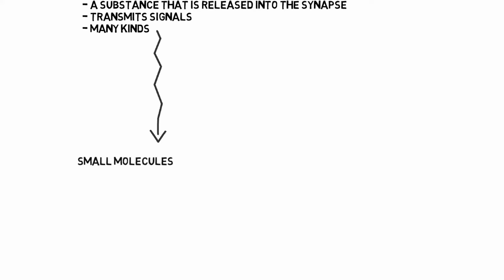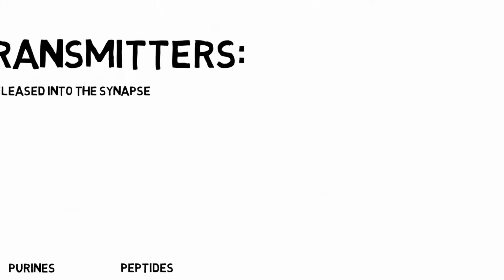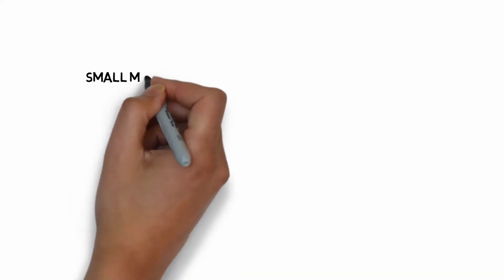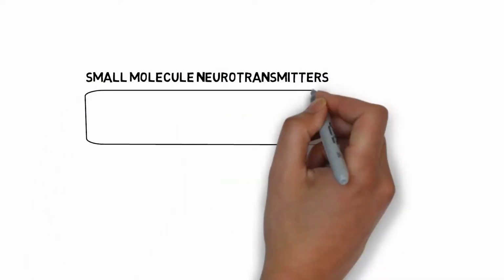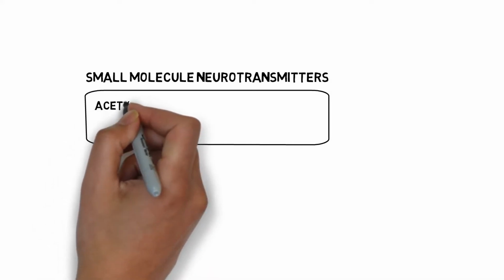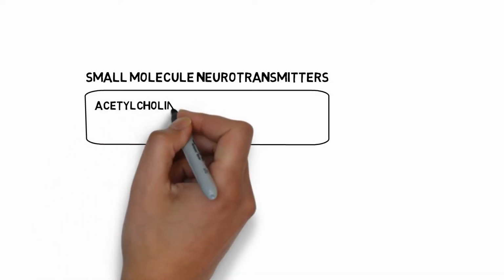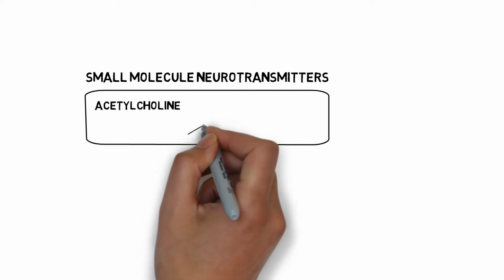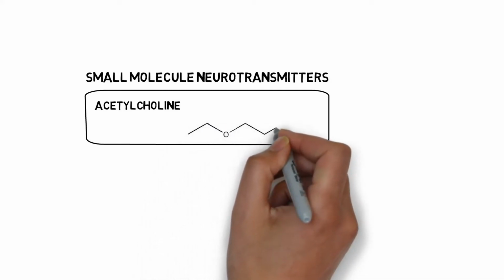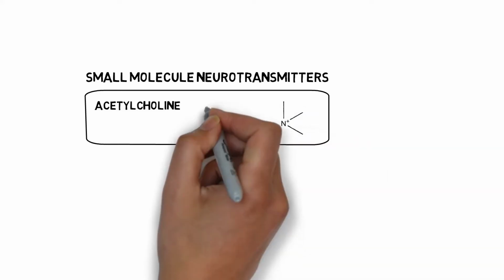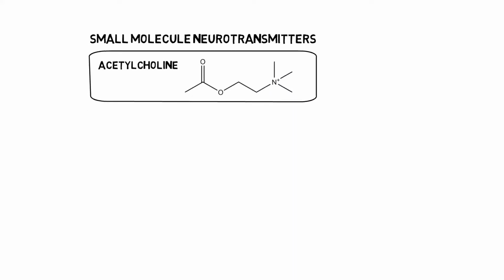They can be small molecules, amino acids, purines, biogenic amines, peptides, and even a gas. We will start with the small molecule neurotransmitters. The basic small molecule transmitter is acetylcholine. It is the transmitter for the neuromuscular junction that controls all voluntary movement. Acetylcholine is made by combining choline with acetyl-CoA. It is removed from the synapse by acetylcholinesterase.